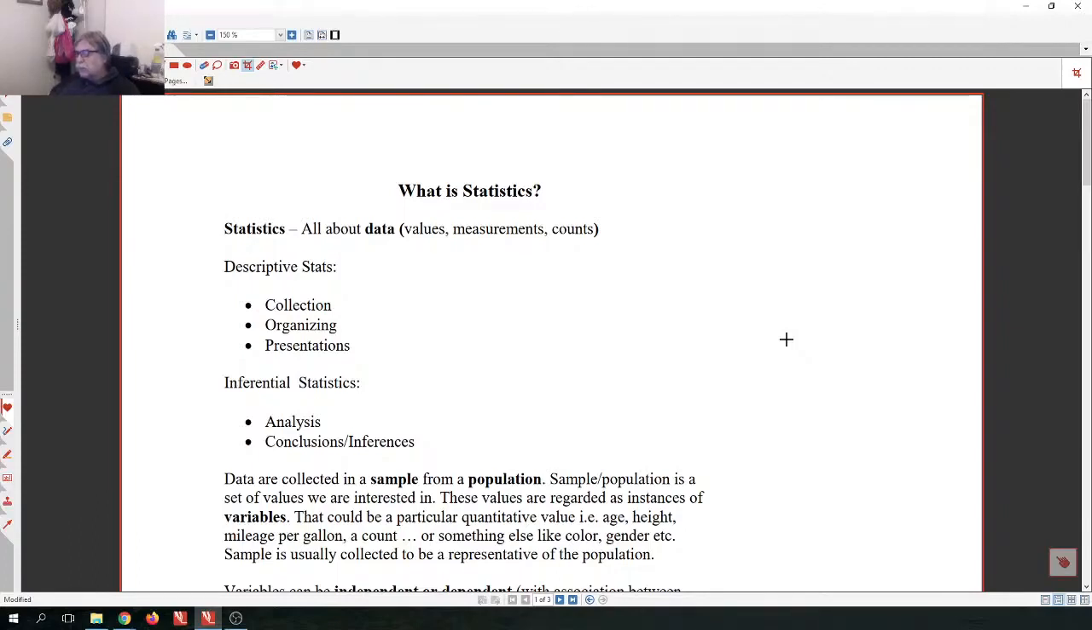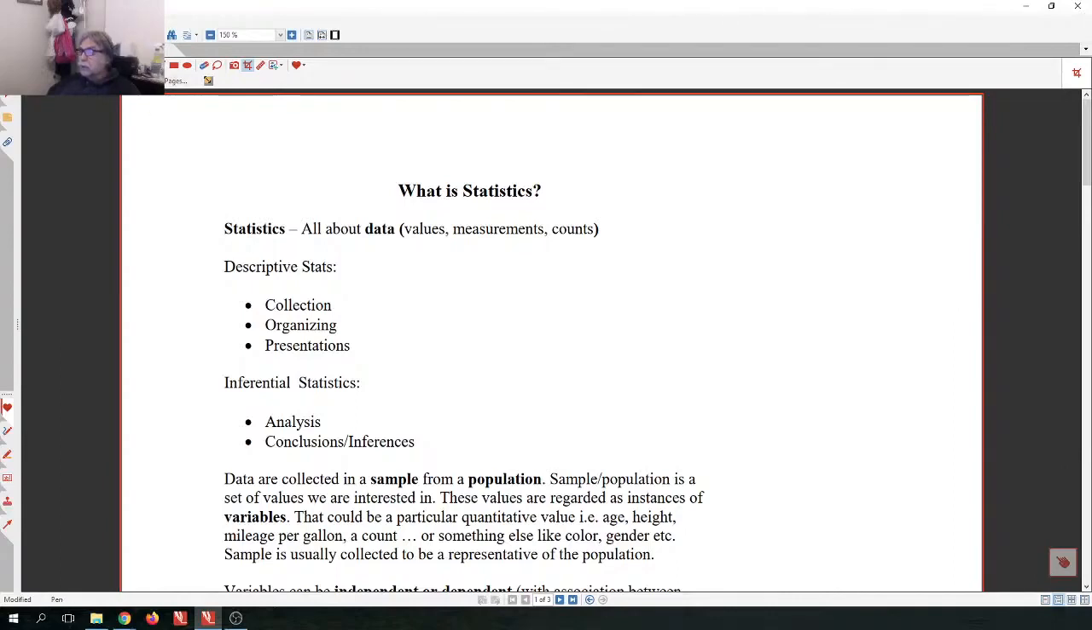Now, the difference between these two is that descriptive statistics is mostly about collecting, organizing, and presenting data: methods of collection, methods of organization, and methods of presentation. Inferential statistics is about analyzing the data that you collected, and also being able to make conclusions or inferences from that data. Data is collected in a sample from a population.